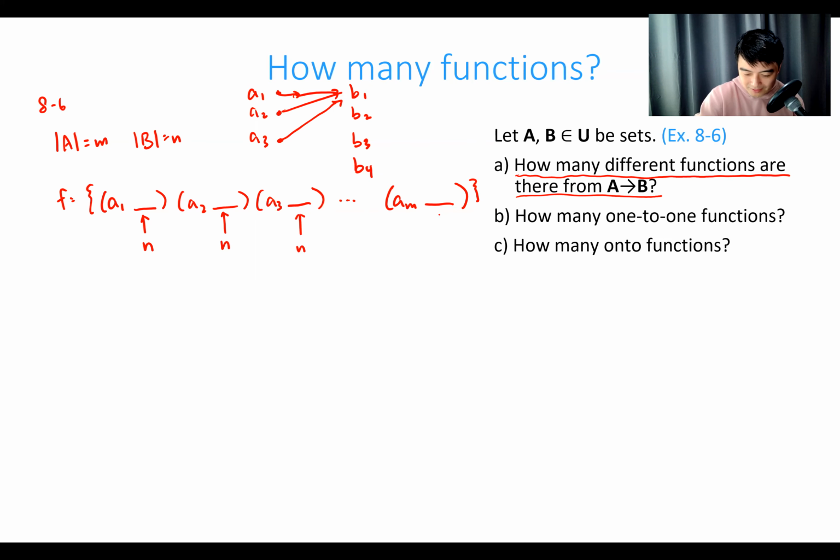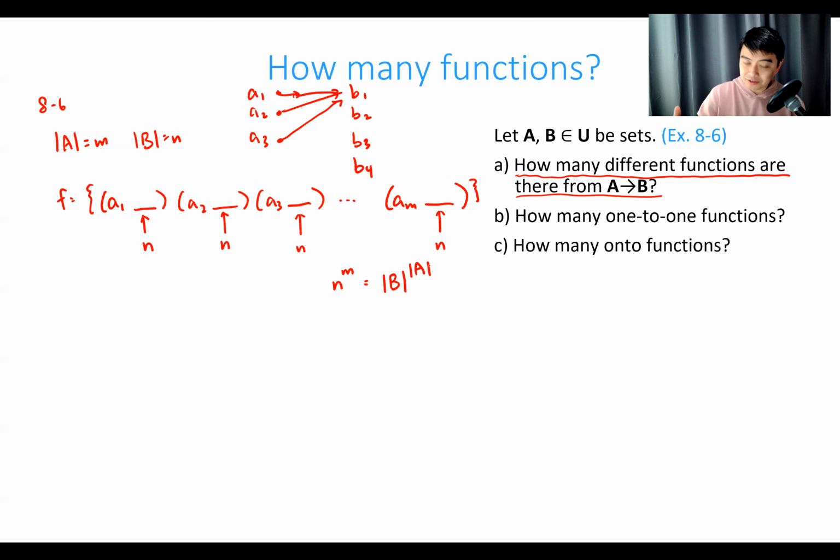Again, A1 is n choices, A2 is n choices, all the way up to AM is n choices. So in fact, we have n times n times n, m times. The answer here is n to the power of m, which I'm just going to say is the size of B to the power of the size of A. Now try to remember this. Size of B to the size of A is measuring how many functions I have given the size of the sets. Given the size of the sets, how many different functions can I create? Keep this in mind because we're going to actually use this equation a little bit later on.